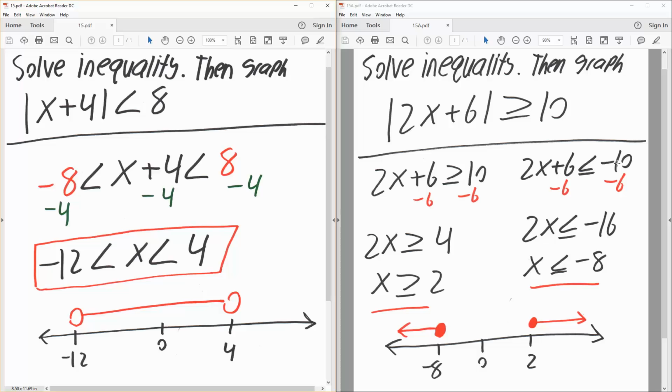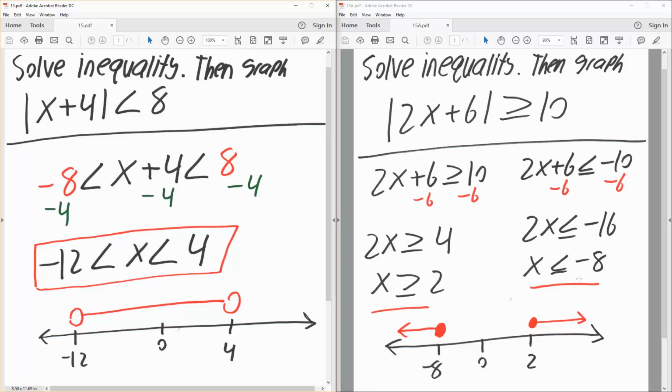Flip the sign, negative. And so next we would subtract 6 from both sides. So 2x is greater than or equal to 4. 10 minus 6 is 4. So we could say that x is greater than or equal to 2. Now we'll do this one. So negative 10 minus 6 would be negative 16. So 2x is less than or equal to negative 16. And so x is less than or equal to negative 8. And so now we would graph it.